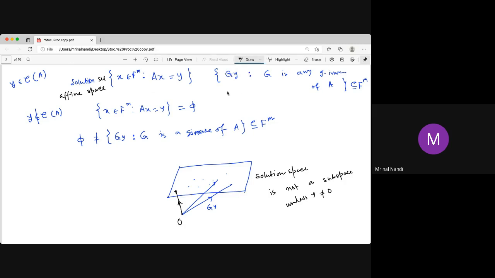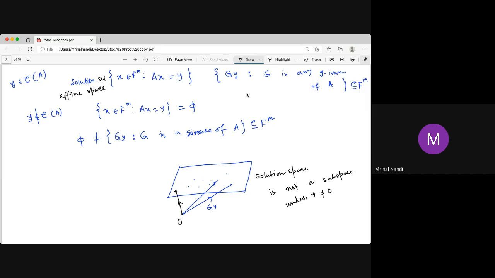Because if y equals 0, in that case, this right-hand side set is 0, Gy equals 0, but the set of all solutions of Ax equals 0 may not be the only 0 solution. So it may be on both sides. It may be that the solution space is the empty set, while the Gy set is not empty.